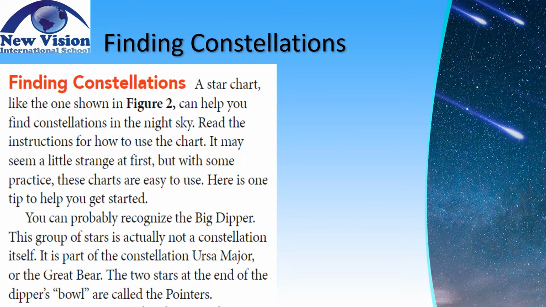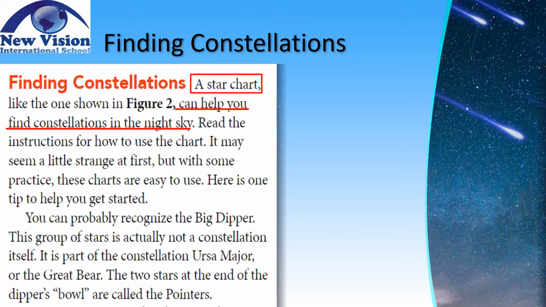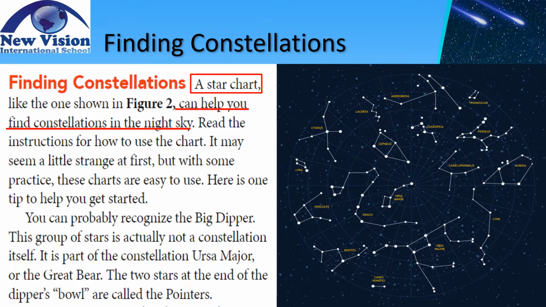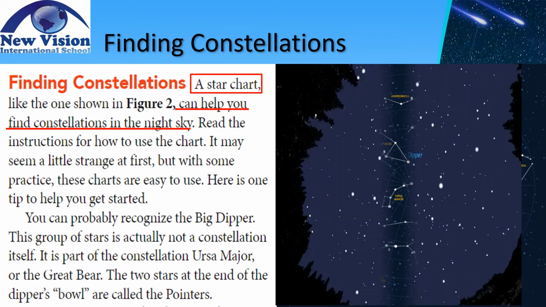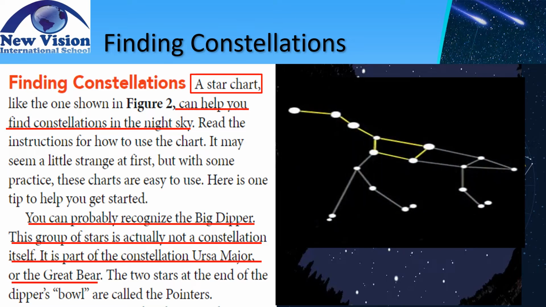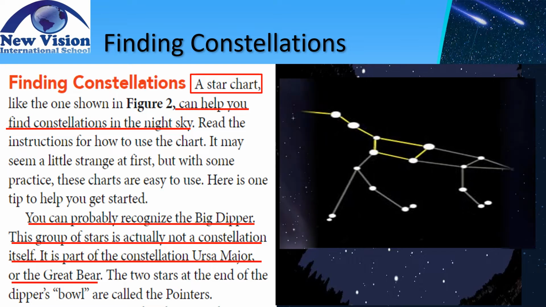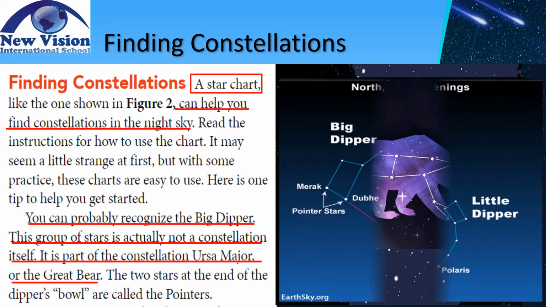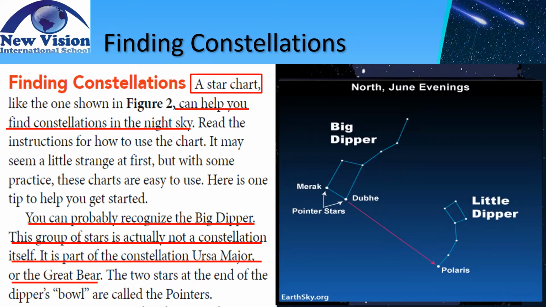Finding constellations. A star chart can help you find constellations in the night sky. You probably recognize the Big Dipper. This group of stars is actually not a constellation itself. It is part of the constellation Ursa Major, or Great Bear. The two stars at the end of the Dipper's bowl are called pointers.